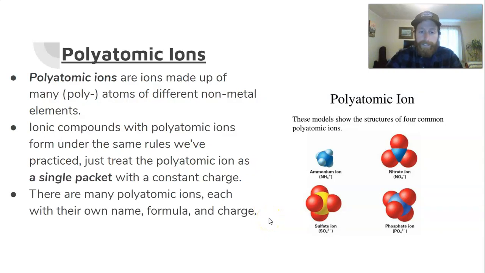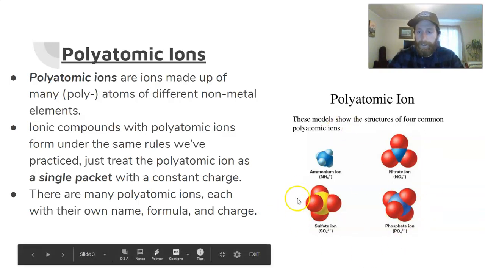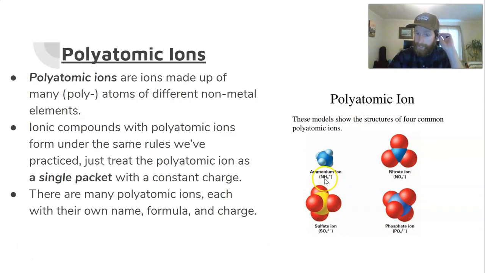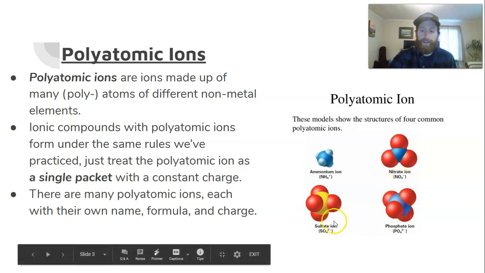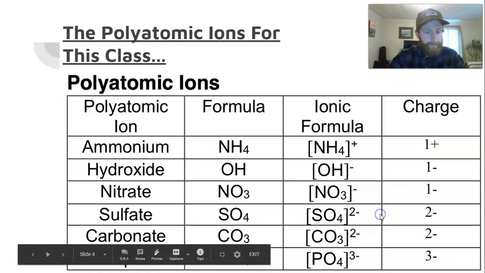There are many polyatomic ions out there. Each has their own name, their own formula, their own charge. Here are some of the more common ones. We have the ammonium ion, which is a nitrogen with 4 hydrogens and has a +1 charge. The nitrate ion, a nitrogen with 3 oxygens and has a -1 charge. The sulfate ion and the phosphate ion. So again, a polyatomic ion is a many-atomed ion that has a constant charge.